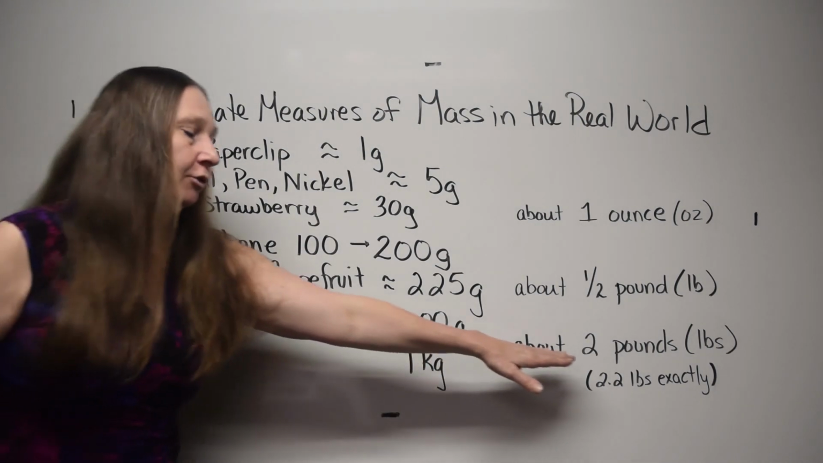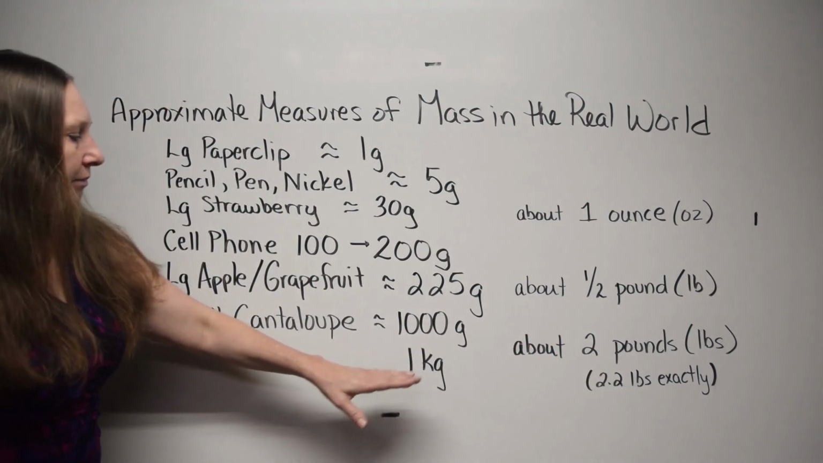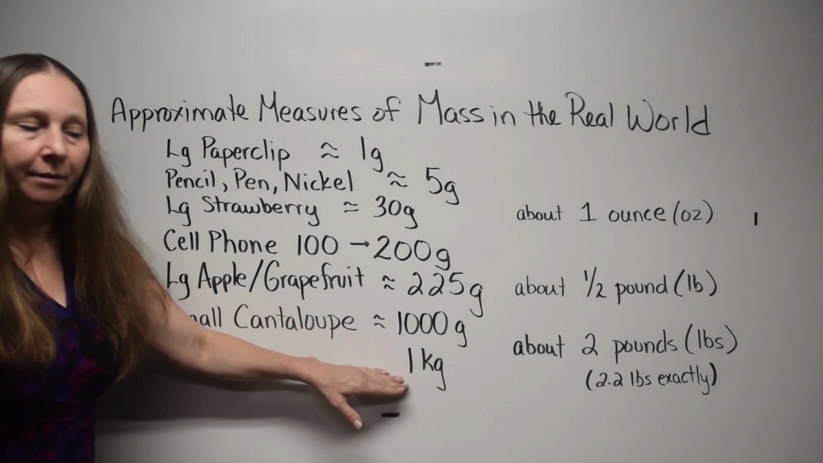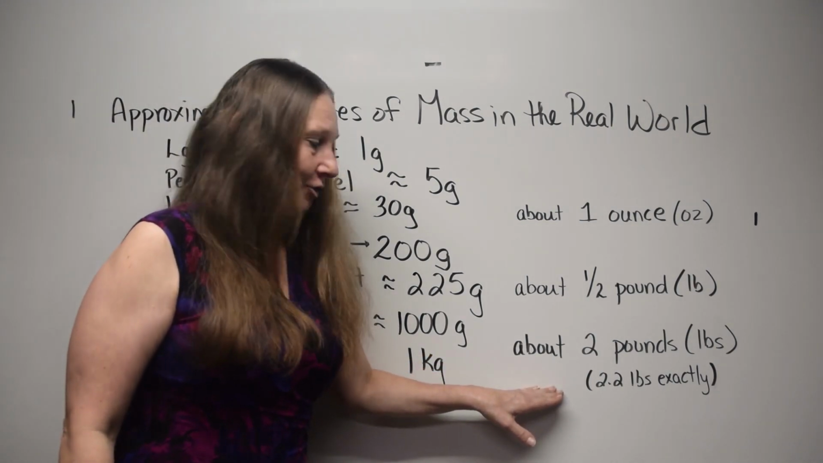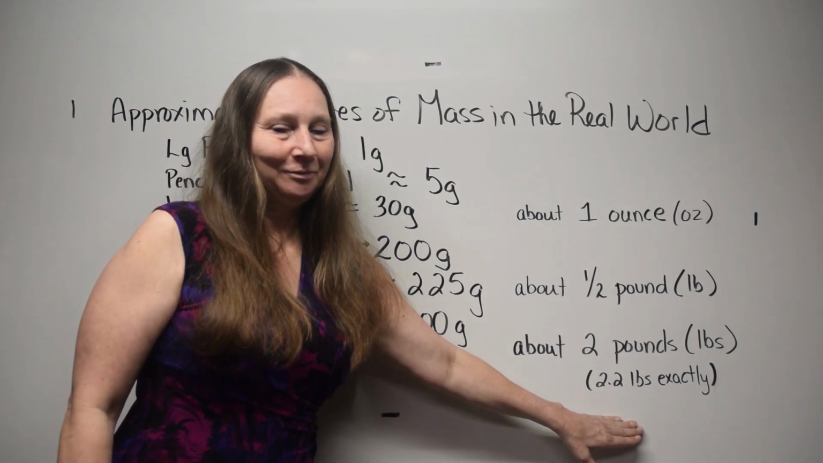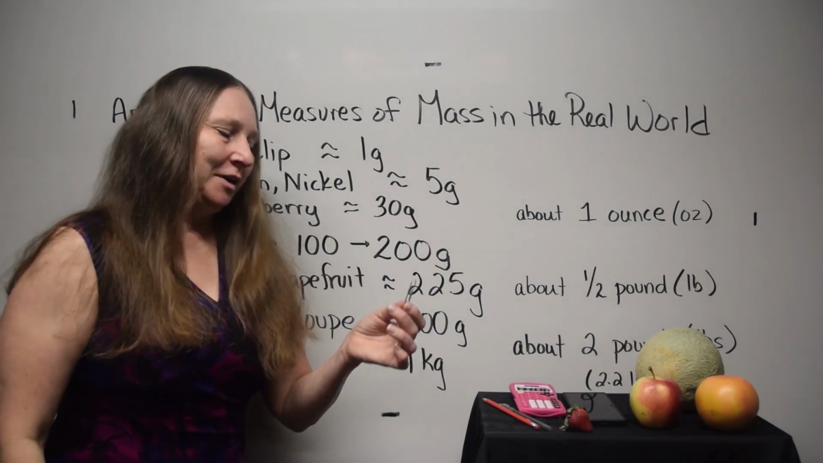Cantaloupes can get up to about 3 or 4 pounds, right? But a small cantaloupe would be about 1,000 grams. That's a kilogram. That's about 2 pounds, or exactly 2.2 pounds. So a little visual recap here.